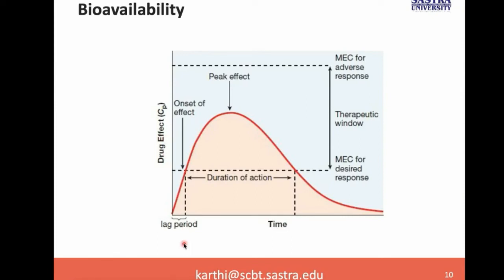So here in this graph, once you have the time versus plasma concentration, we can easily tell what is the route of administration. So here this is the time 0, the initial time, and this is after some time. Okay, so increasing time on the x-axis, and increasing plasma concentration on the y-axis.